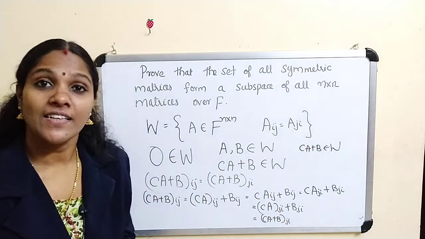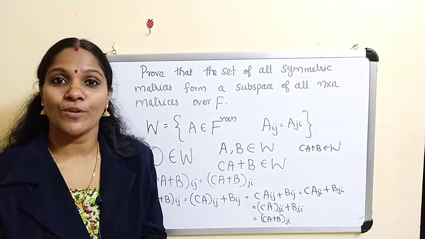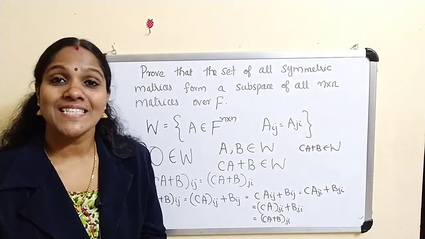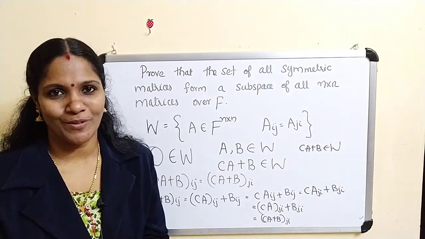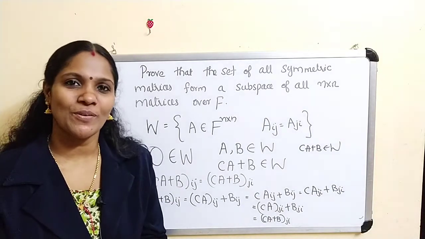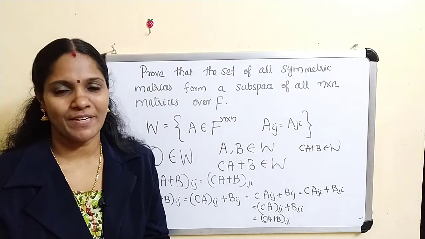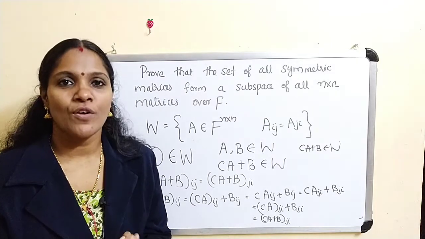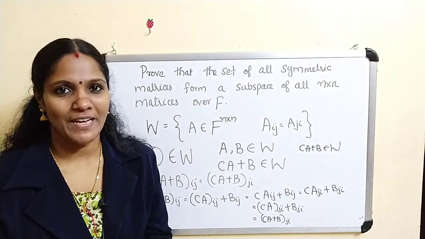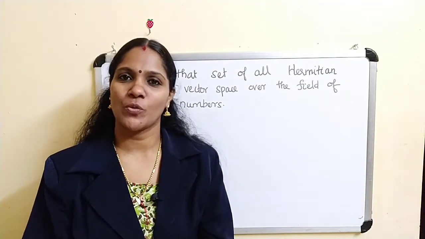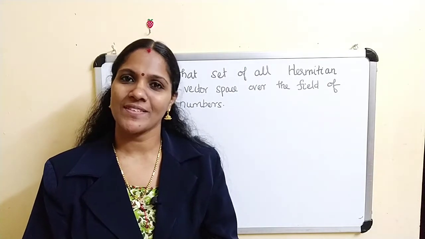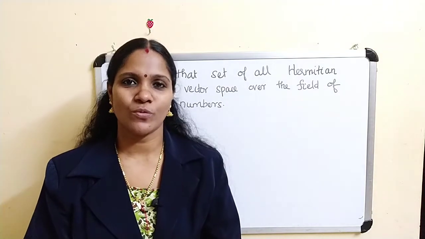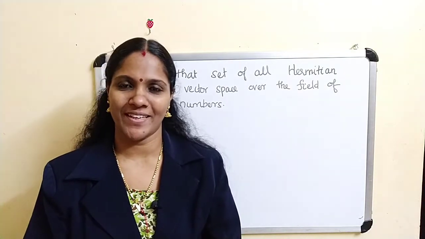Thus we get W is non-empty, and for any c belongs to F and A, B belongs to W, cA plus B belongs to W. This implies W is a subspace of F^(n×n). That means the set of all symmetric matrices forms a subspace of F^(n×n). What about the skew symmetric matrices? We just check whether the set of all skew symmetric matrices forms a subspace of F^(n×n).